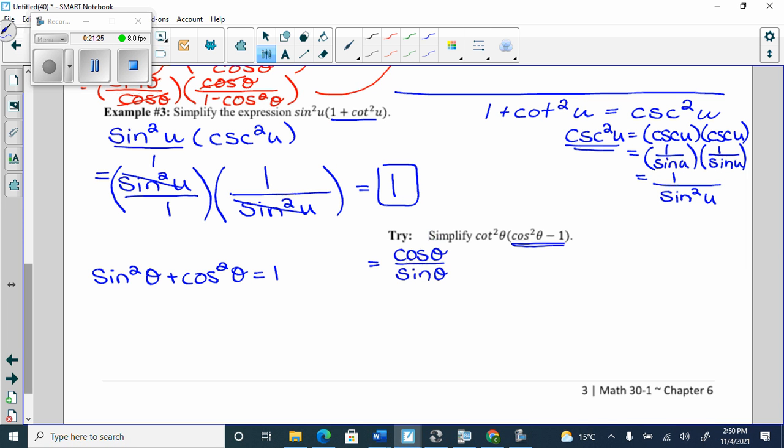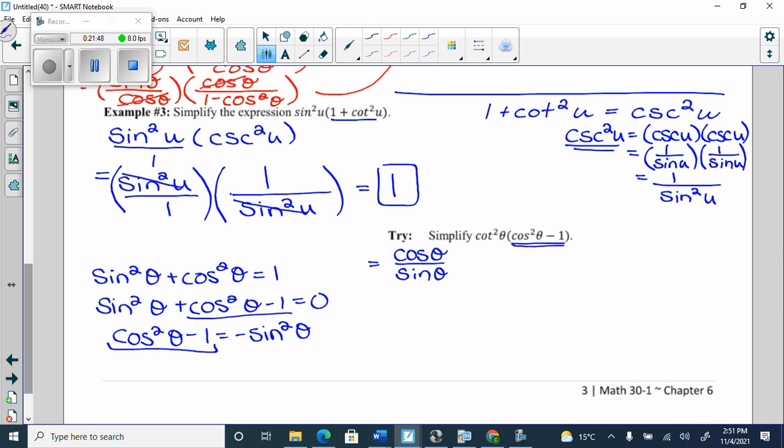I need it to be a minus 1, so I need to move that over. So I'm going to get sine squared theta plus cos squared theta minus 1 equals 0. Then I need this to be by itself. So what am I going to have to do? Minus the sine squared over. So cos squared theta minus 1 equals negative sine squared theta. So now I need to replace this with that.